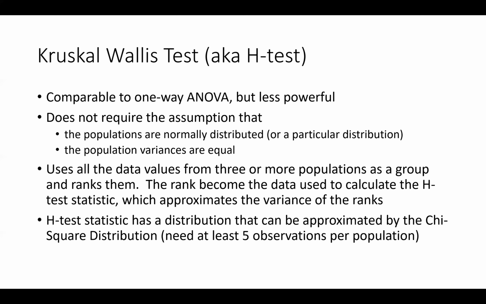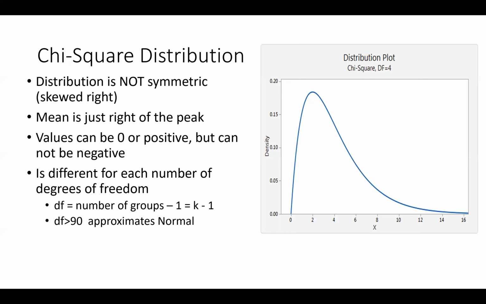The H-test statistic has a distribution that can be approximated by the chi-square distribution, which we haven't talked about yet. But in order to use the chi-square distribution as the approximation for the H, you have to have at least 5 values for each population. So if you've got 3 populations, you got to have 5 for the first population, 5 for the second, and 5 for the third in order to use the chi-square. And I believe I put some information here about chi-square.